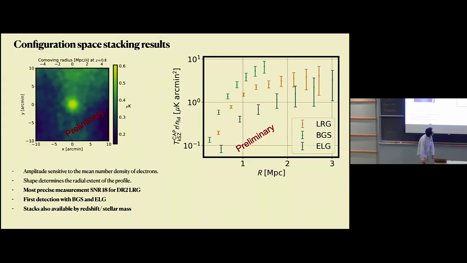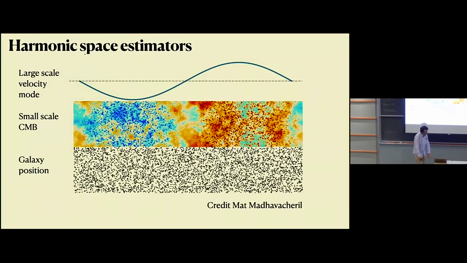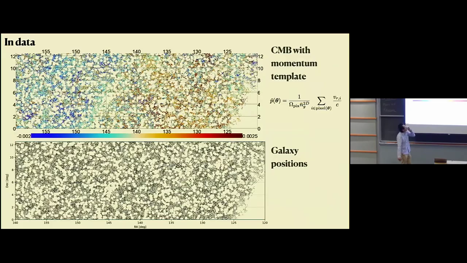In the remaining few minutes, I'll show that we also have new estimators. This is again the toy model, but in fact we can see this in the data itself. You can see these large-scale correlations, the large-scale modulations of the velocities. Here is the underlying galaxy sample.